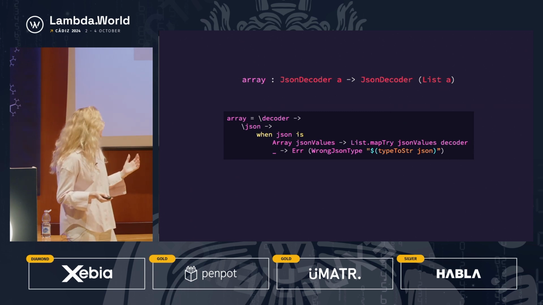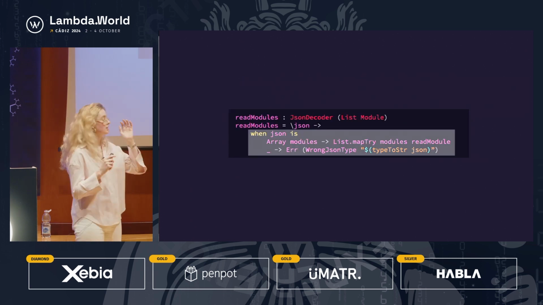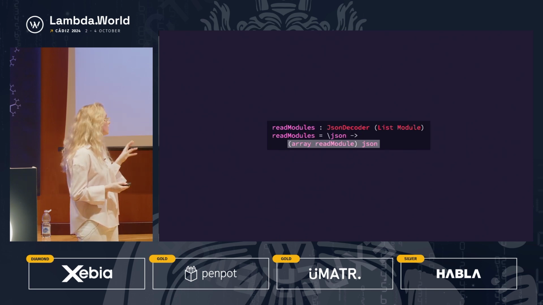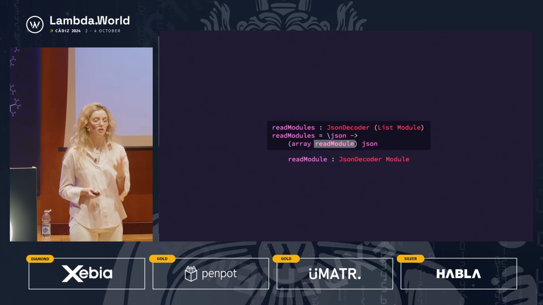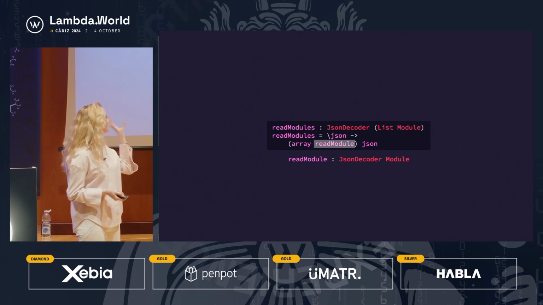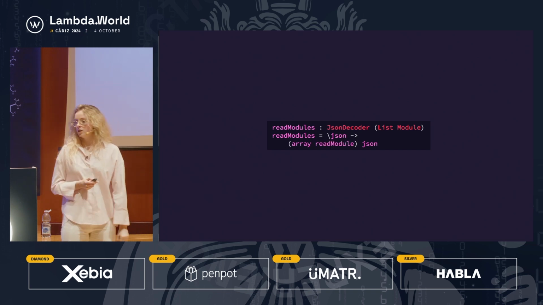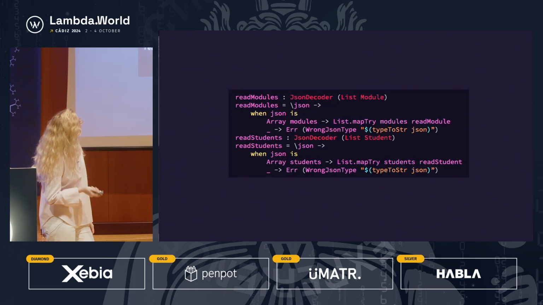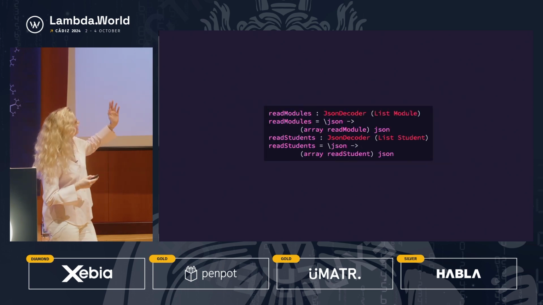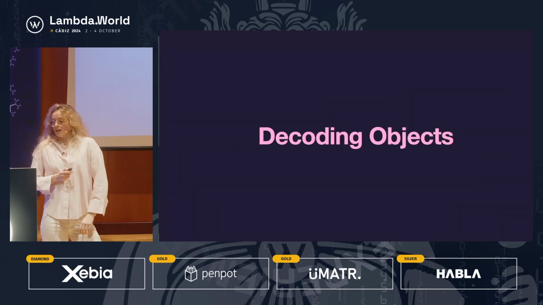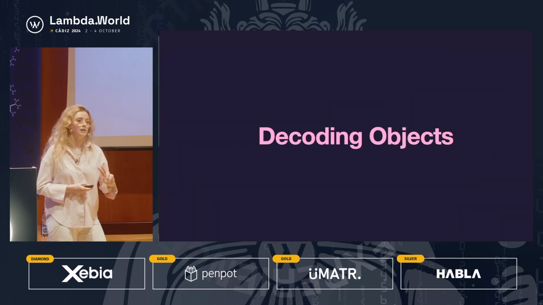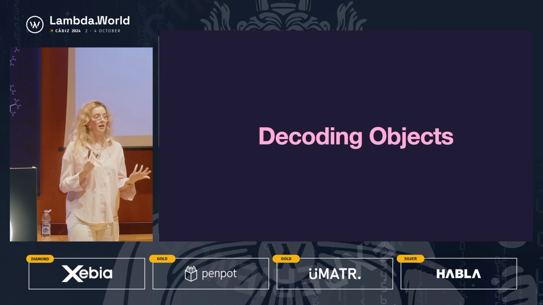So let's see it in action. We can take all this code and replace it with this line. So we have a call to array, and then we pass the read module function, the read module decoder, and then we explicitly pass the JSON to that decoder. We can do some tidy up for our other read modules and read students. So it takes us to this. And then we can move on to our last data type that we've got in our JSON representation.